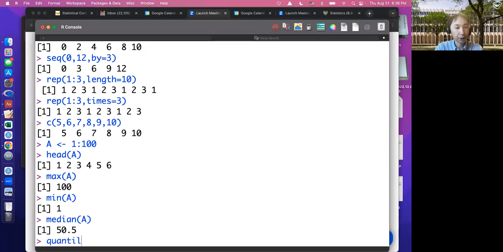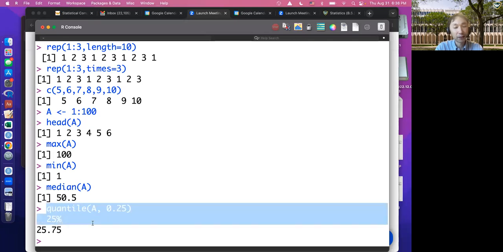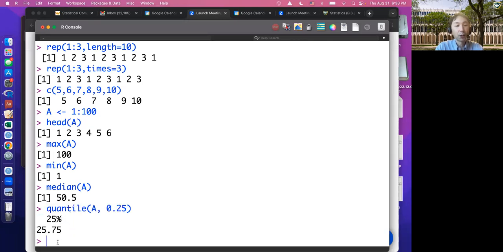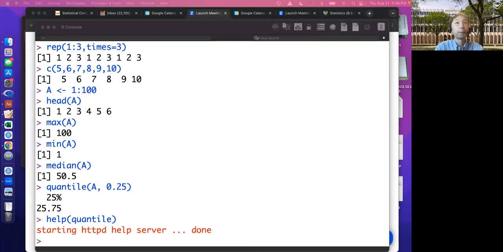Also, we have a quantile function of A. For example, say we want the 25th percentile. That means 25% of observations are below that point. That is 25.75, so this number should be somewhere between 25 and 26. R has several options to calculate this, and the default specification returns 25.75. I don't want to spend too much time on the details, but there are many options, I think 7, to get the exact quantile.